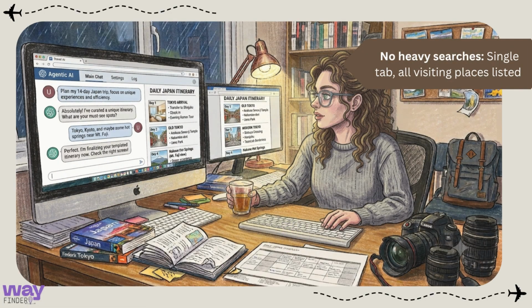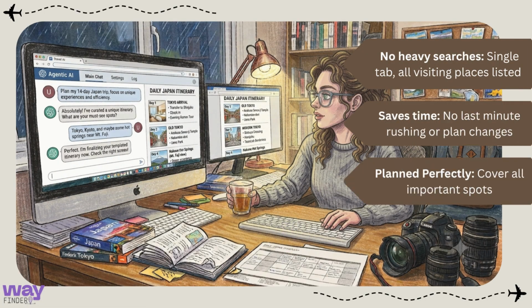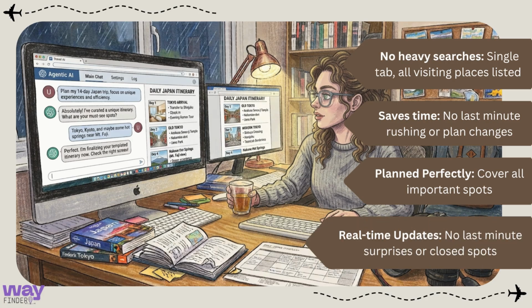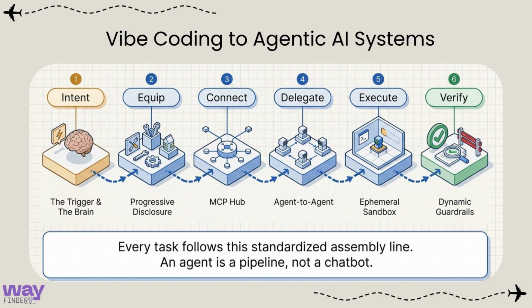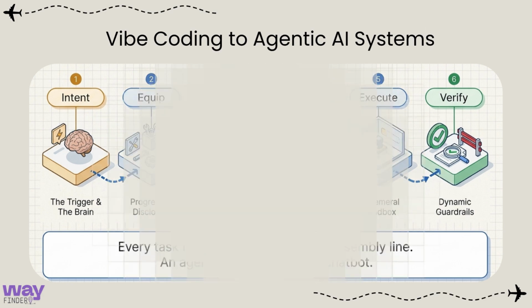No heavy searches, no long hours spent on charting out itineraries. Just reach out to the agent to chart out the trip for you. We use agents because they provide procedural memory, the know-how to execute complex workflows step by step.